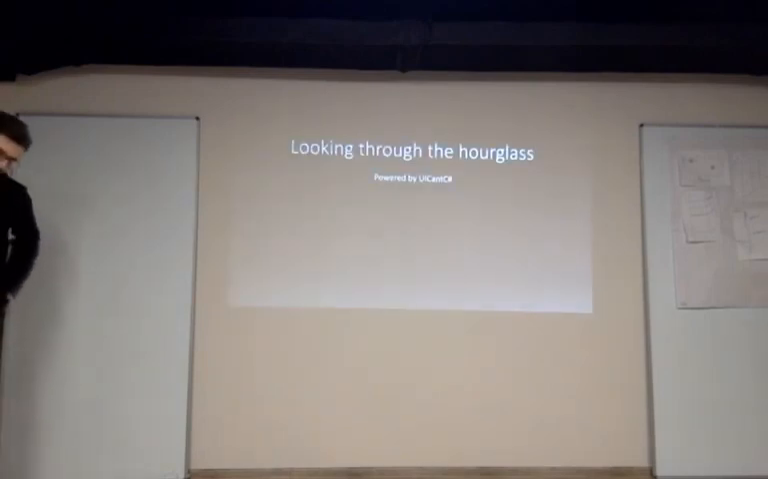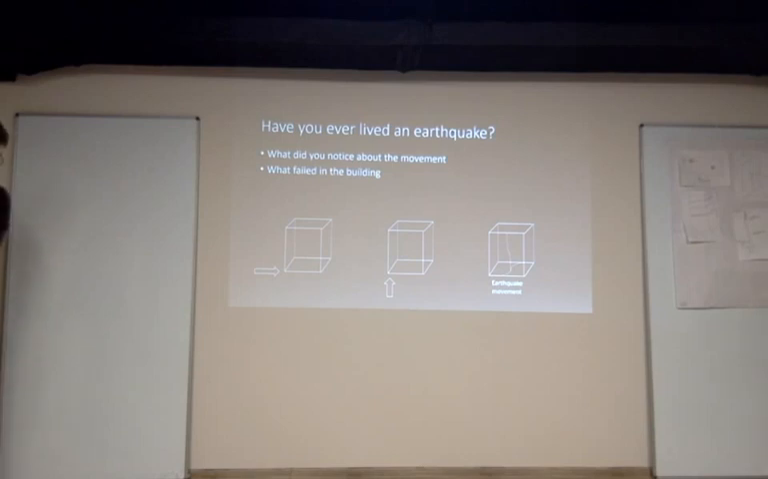Looking through the hourglass, that's what we'll do. We'll look back, present, and in the future. Let's start looking back a bit. Have you ever lived an earthquake? The motions that come in an earthquake, the two motions, horizontally and vertically. When they combine, you can't simulate the outcome on a specific structure that has so many elements. There are so many variables that you have to take in, and you can't simulate all of it. There always will be one flaw.